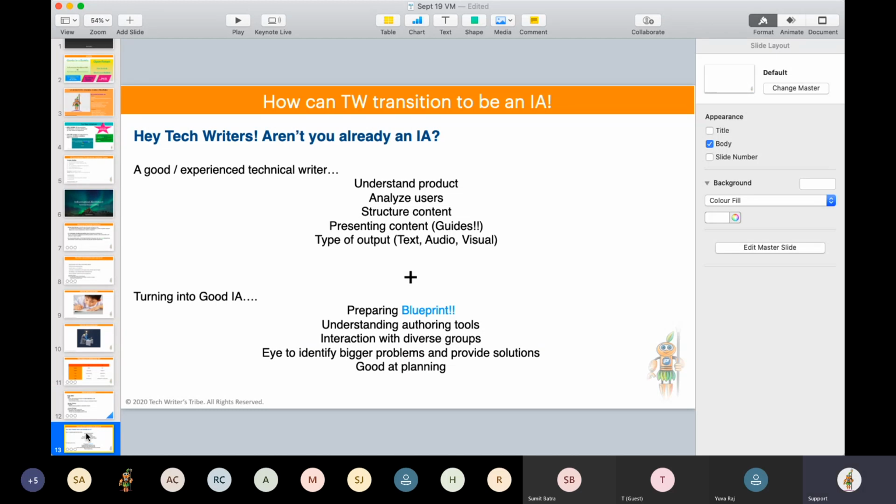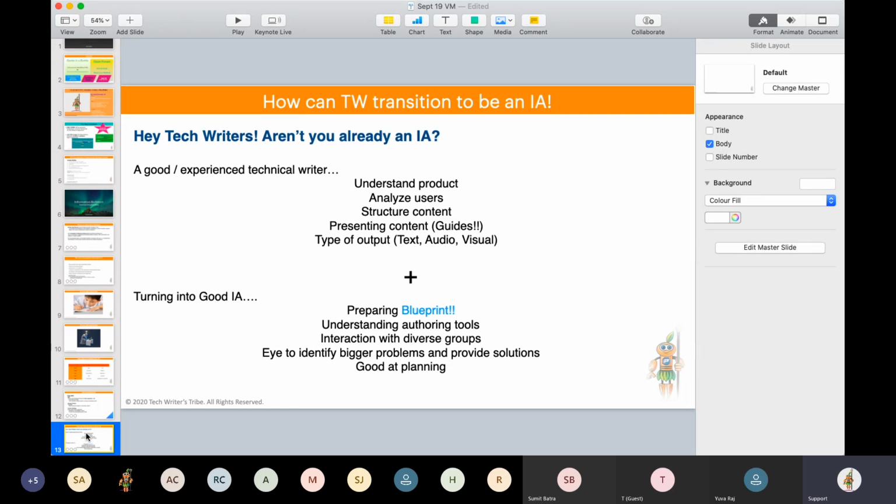If we talk about, can tech writers transition to be an IA? Think about yourself right now. When you were interacting, somebody said that I am a lone writer. Somebody said we have been having experiences. So think about this. Whatever you see as a good experienced technical writer, haven't you been doing all this? Understanding the product, analyzing users, content, structuring content. Data is full of structured content. Even if you're not using data, we still talk about structured content.